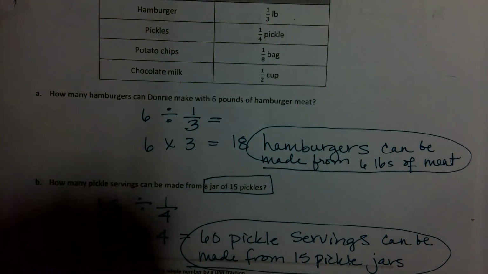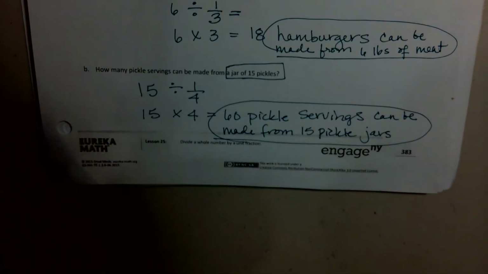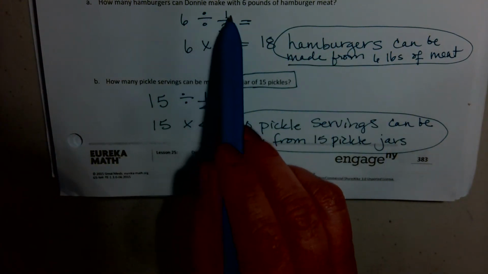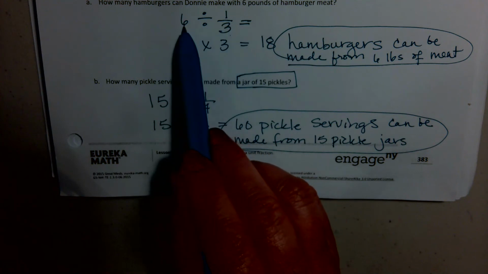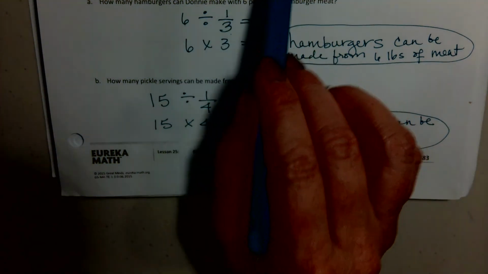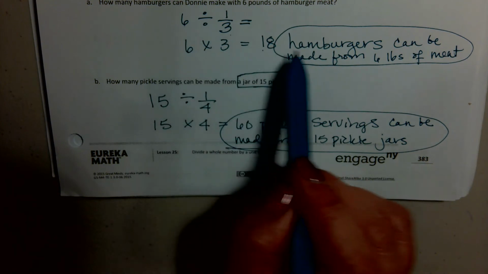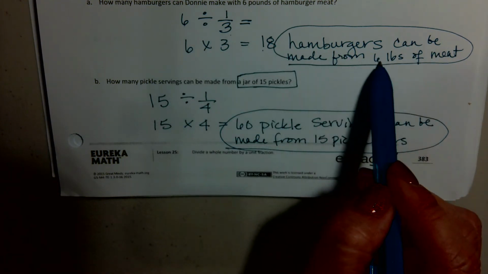Then down here, how many burgers can Donnie make with 6 pounds of hamburger meat? Divide by 1/3. So how many 1/3s are in 6? Because you need 1/3 of a pound to make a hamburger. So you can make 18 hamburgers. 18 hamburgers can be made from 6 pounds of meat.